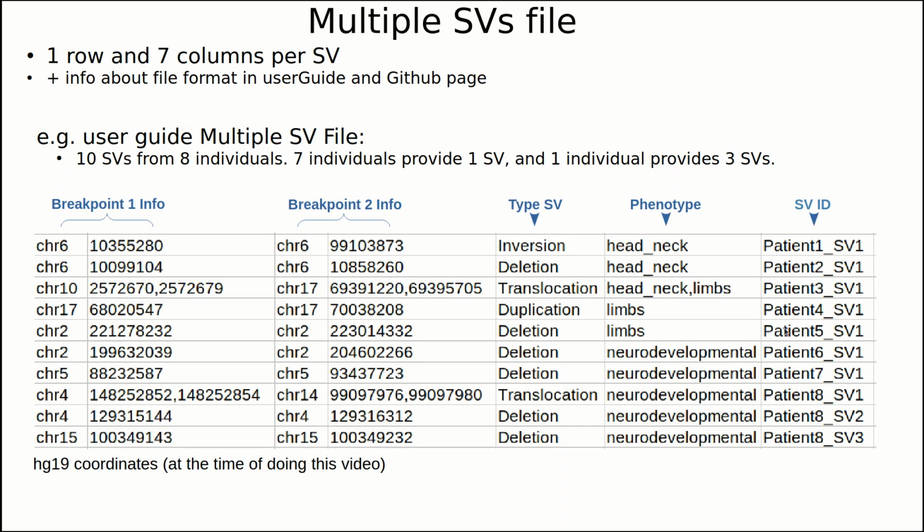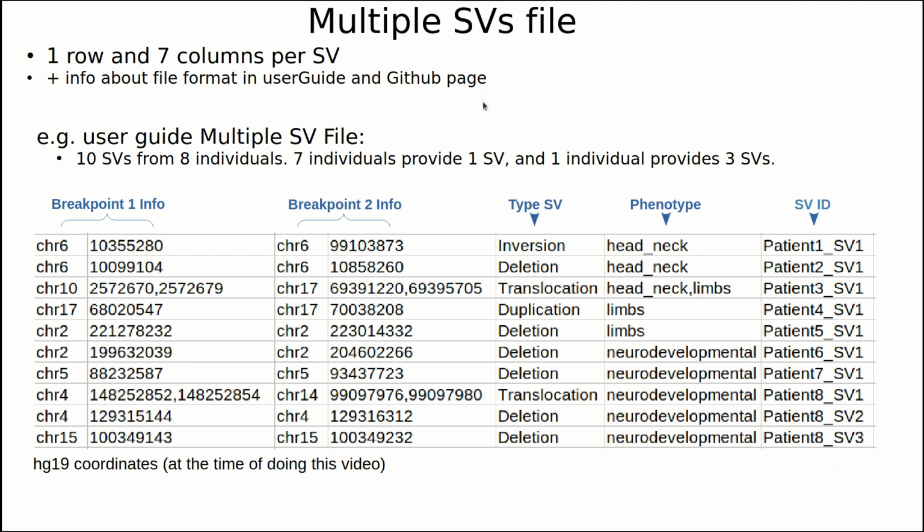In order to upload multiple structural variants to POSTRE to be analyzed, we must arrange the structural variant information in a tab-separated file. We need 1 row and 7 columns per structural variant. Briefly, the first 2 columns contain the information for breakpoint 1, chromosome and coordinates. The second pair of columns contain the information for the second breakpoint, again chromosome and coordinates. And then it is also required to provide the type of structural variant, its associated phenotype, and the structural variant unique identifier. More information can be found in the POSTRE user guide and GitHub page in order to know more about how to generate this file.